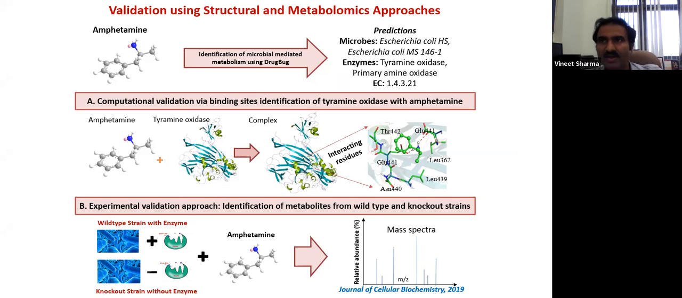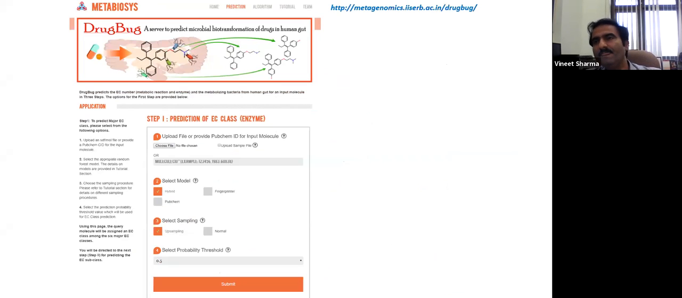That is how this is deactivating the drug and what the resultant molecules are by mass spec. So this is the server that we constructed, DrugBug, and you can submit a molecule of interest in SDF format, and you can select different models, that is hybrid or fingerprint. Upsampling is one option here, because you may want to upsample the enzymes, since EC1 to 6 show a lot of variation in the numbers that they have.